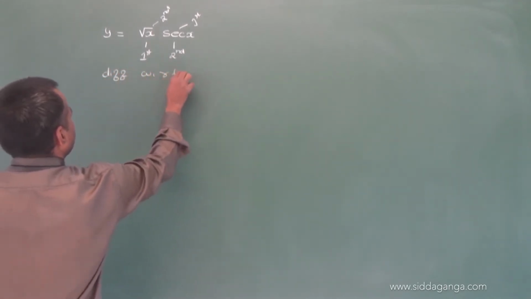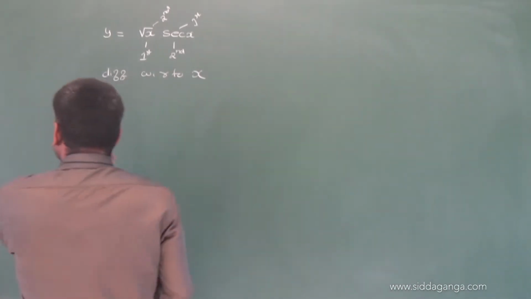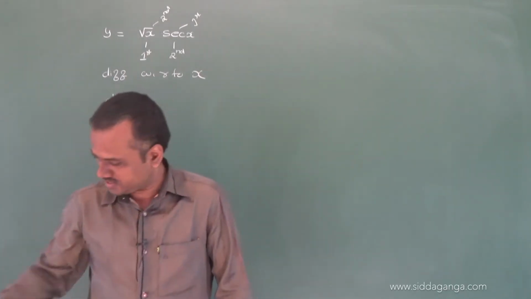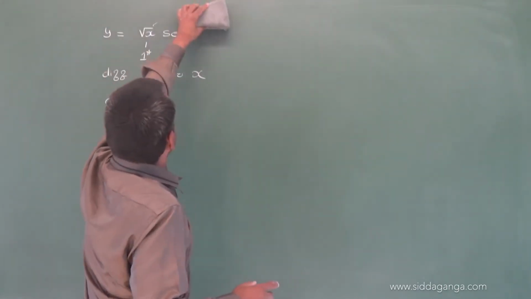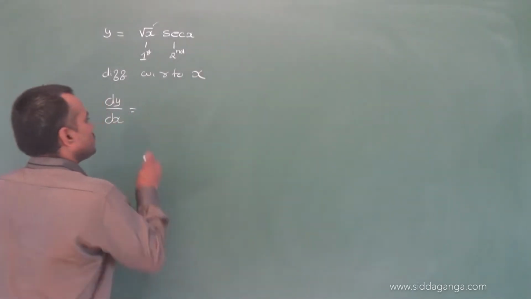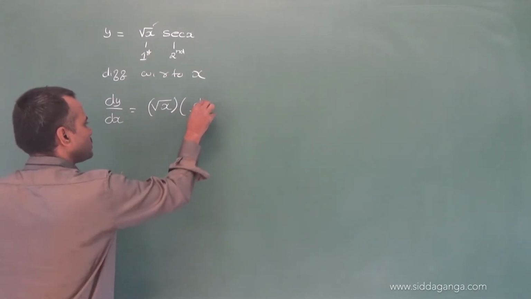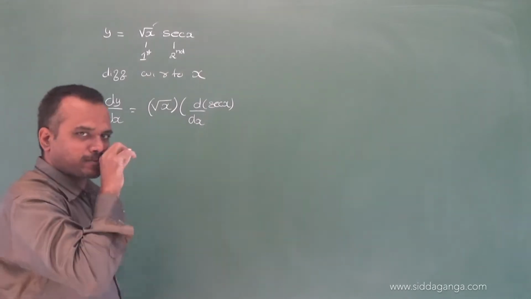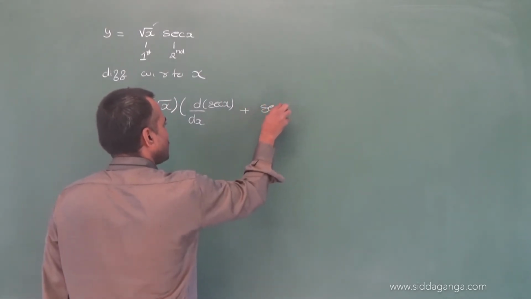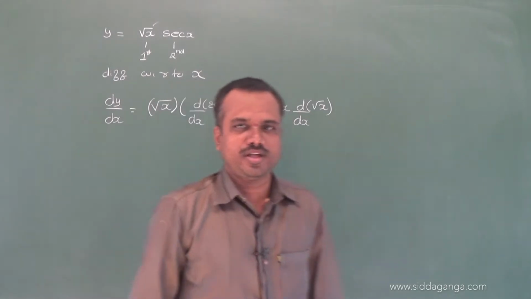Differentiate with respect to x. So, everyone knows y with respect to x is dy by dx. What do I do? Same. Root x is the first function and secant x is the second function. So root x, keep the first function as it is, into d by dx of secant x, plus secant x into d by dx of root x.